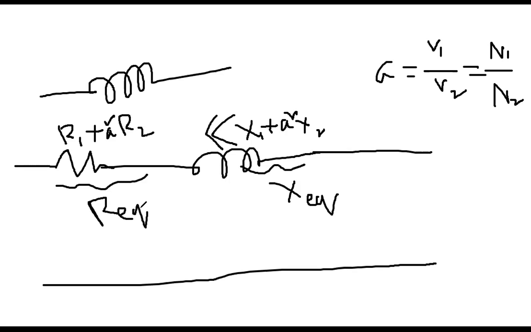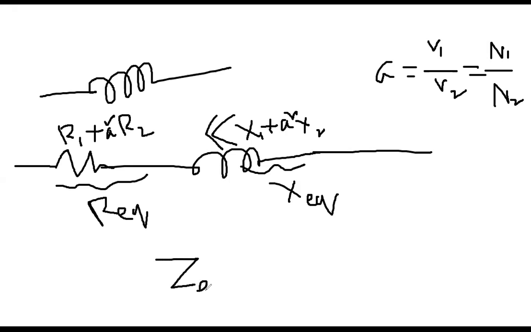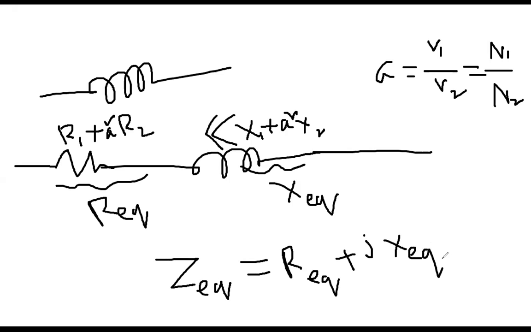So therefore this one is R equivalent and this one is X equivalent. Now if I want to represent it in the format of impedance, I could write Z equivalent, in the impedance format, as R equivalent plus j X equivalent. Everybody will be remembering this format. So this is the Z equivalent of a transformer, R equivalent plus jX equivalent.